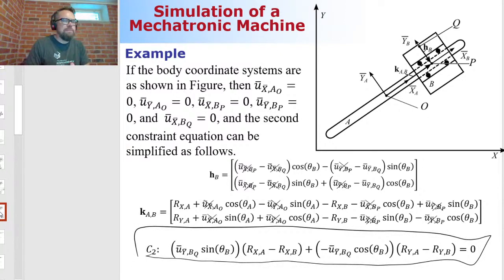Don't make any effort to memorize anything like that. For sure, I'm not going to ask how this constraint equation is associated with the translational joint. I'm not going to do that, but I might ask about this concept. Usually I don't, because the translational joint is a little bit of an ugly component.